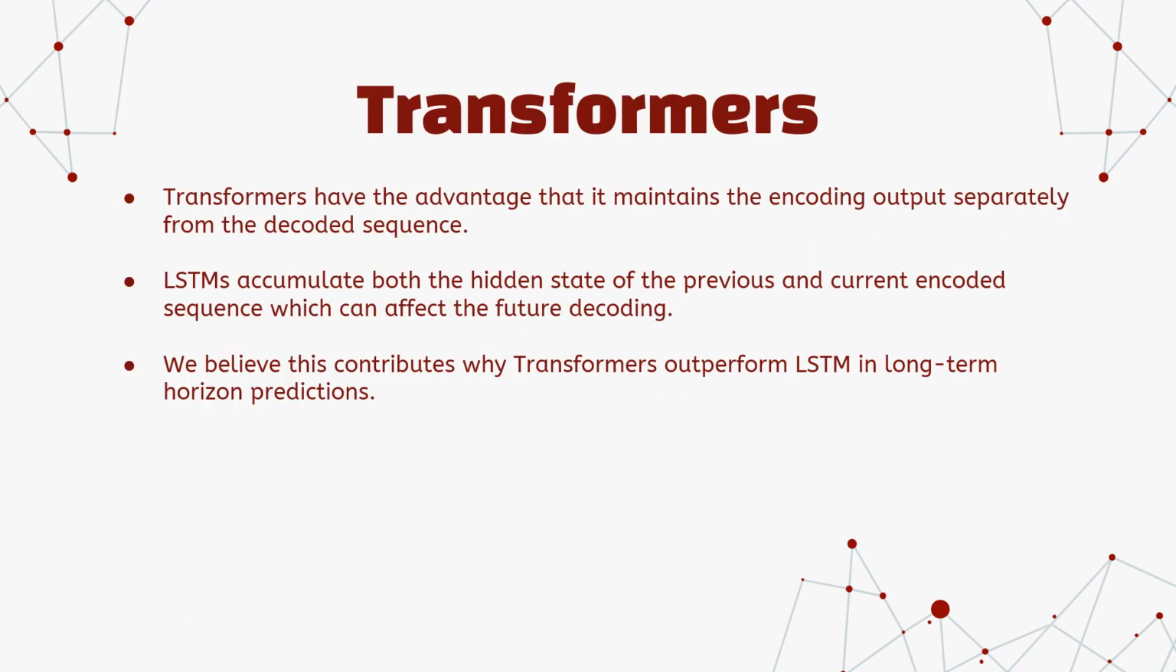truth trajectory. As compared to LSTM, the transformers have the advantage that they maintain the encoding output separately from the decoded sequence. This encoded output is not updated when we are doing predictions and gives an accurate representation of the inputs used for prediction. On the other hand, in the LSTM network, the hidden state from the previous time step is updated based on the current input and previous hidden state, which also affects the future predictions. We believe this contributes to the improvement in performance of transformers as compared to LSTMs when predicting long horizons.